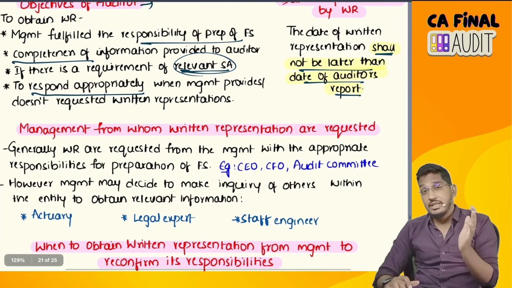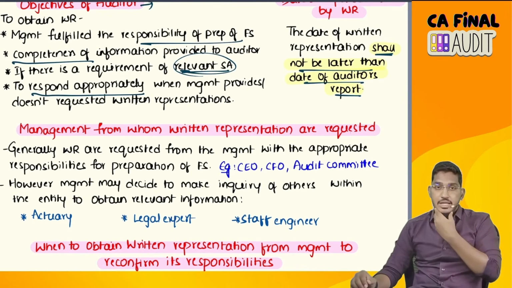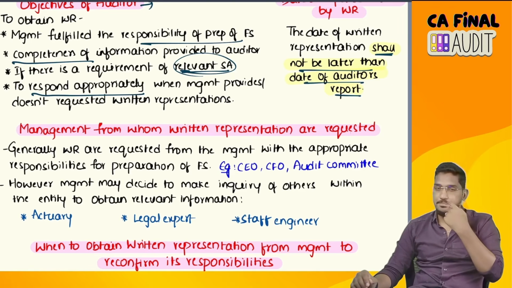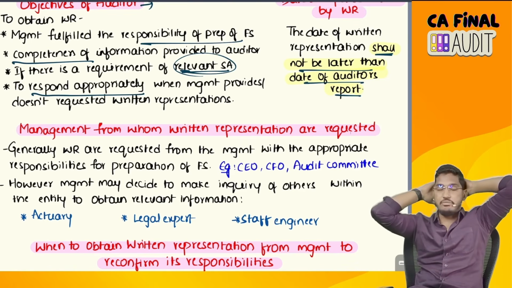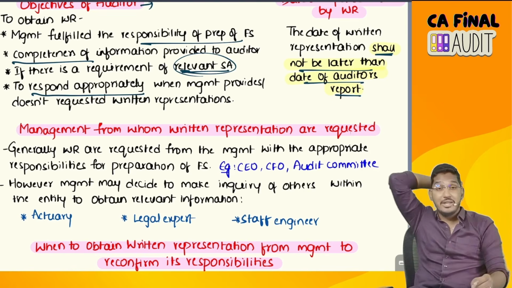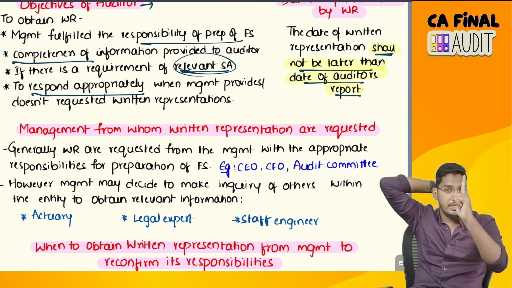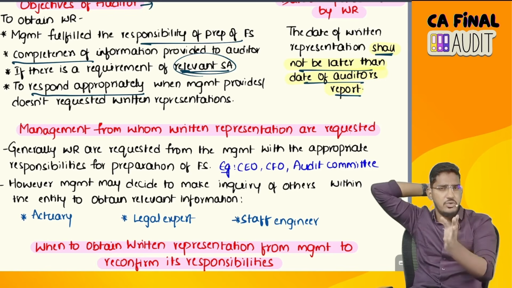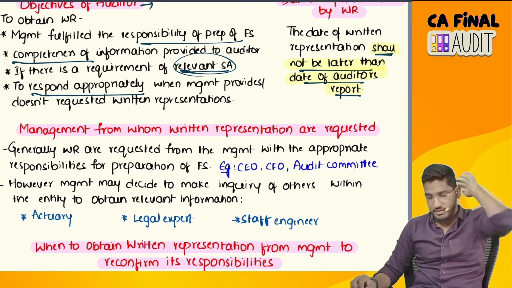One more thing, the date of written representation should be as close as possible to the date of the auditor's report. If you download the question bank, there is one interesting question in the chapter. Just download my question bank, I have kept it on the website also. You can go through the questions of the standards on auditing chapter. I have kept some interesting questions there. There will be one question where they say the date of written representation must be as close as possible to the date of auditor's report. I would suggest you go and refer to it.